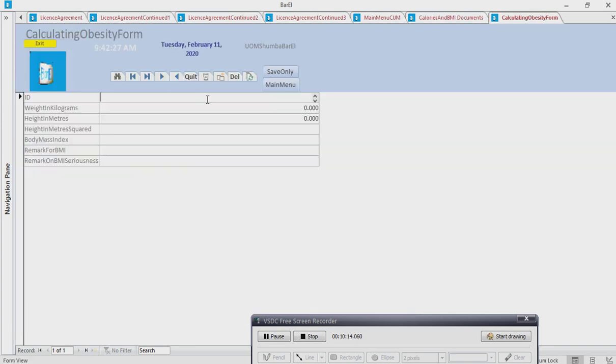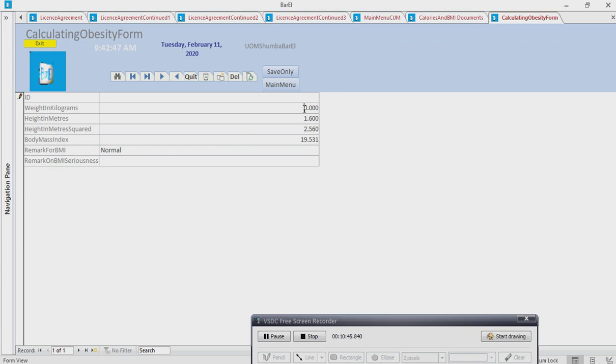Calculating obesity, weight in kilograms, 50, height in meters, 1.6. Therefore, body mass index is 19.531 and the remark for BMI is normal.